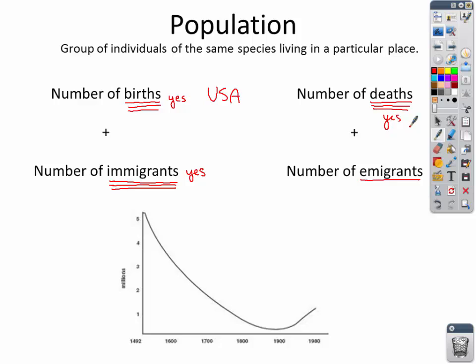If they didn't, we'd have a big problem. Are people wanting to leave the United States? Not really. So what we have here is growth. And the United States is a growing populace, but that's how we do it. We compare births plus immigrants compared to deaths plus emigrants.